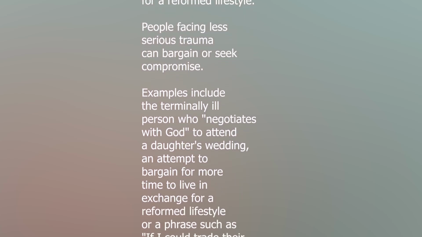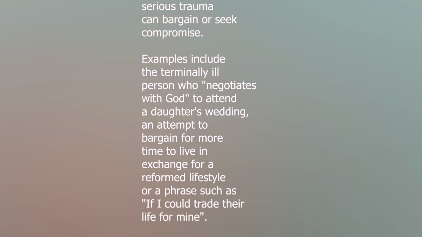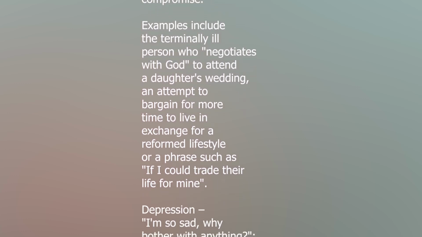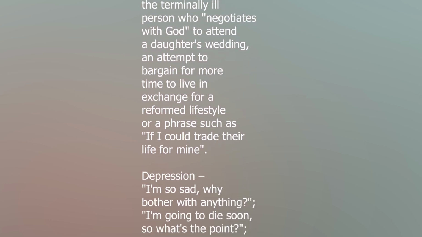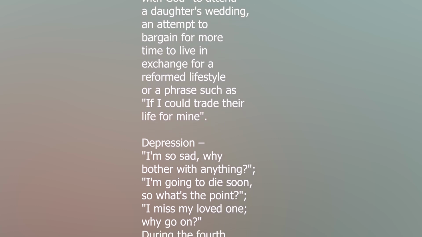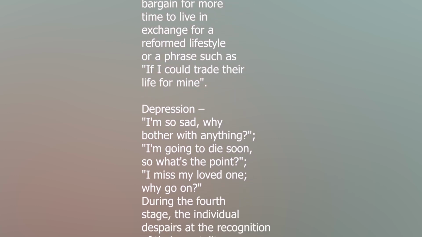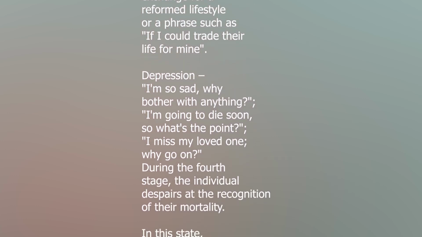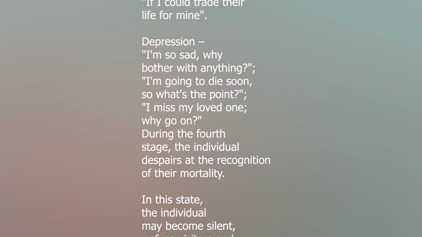Depression. "I'm so sad. Why bother with anything? I'm going to die soon, so what's the point? I miss my loved one, why go on?" During the fourth stage, the individual despairs at the recognition of their mortality. In this state, the individual may become silent, refuse visitors, and spend much of the time mournful and sullen.